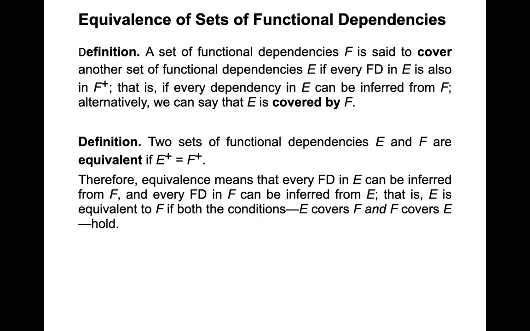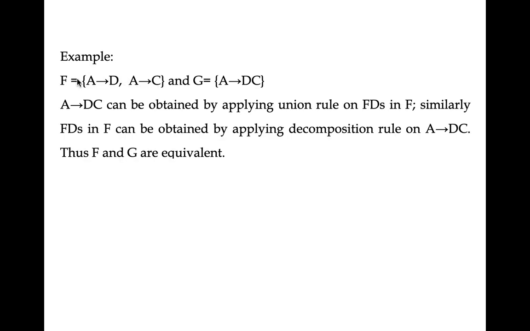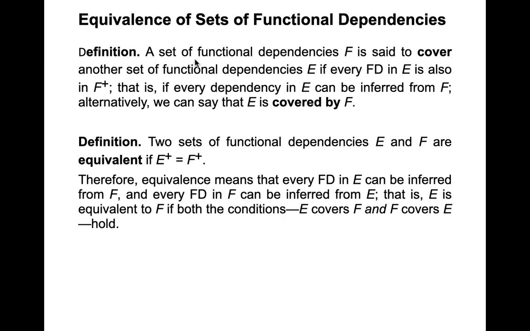Now, let's go back to the definitions. First, we need to understand what we mean by the term cover. Then we will see what we mean by equivalent. A set of functional dependencies F is said to cover another set of functional dependencies E. Here, E and F are the terms used; the example used F and G. Anything can be used for representation. A set of functional dependencies F is said to cover E if every functional dependency in E is also there in F plus, that is the closure of F.